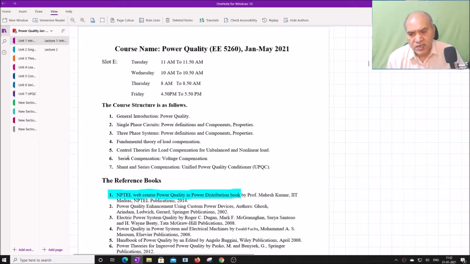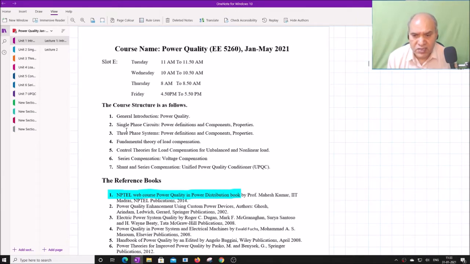It consists of basically 6 units, and the 7th unit is a combination of the 5th and 6th. The first comprises the power quality introduction, and the second unit is single phase circuits, discussing the power definitions, components and properties. Similarly for 3-phase systems, and the fourth handles the fundamental theory of load compensation, which describes how to compensate a 3-phase unbalanced load with a purely reactive network.